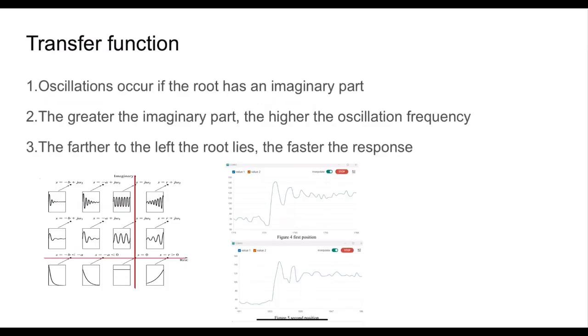Next I will talk about the transfer function. From the graph provided on the left, we can see that if the imaginary part of the poles goes more to the left, the system will be more stable. The transfer function we simulated follows the rule and it reflects the real motion of the elevator.